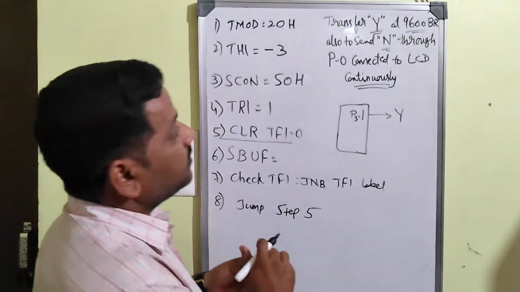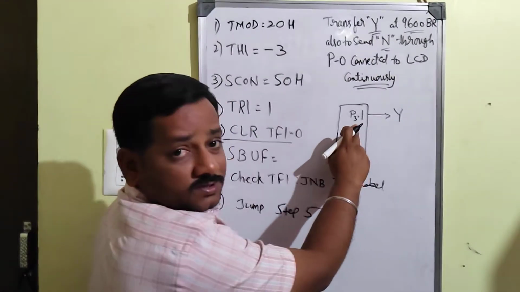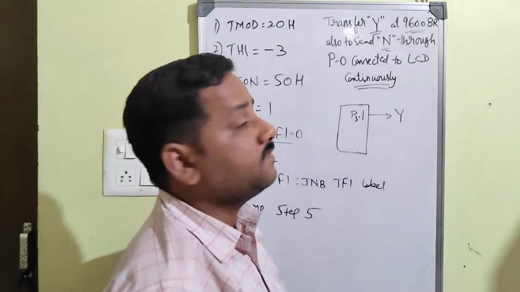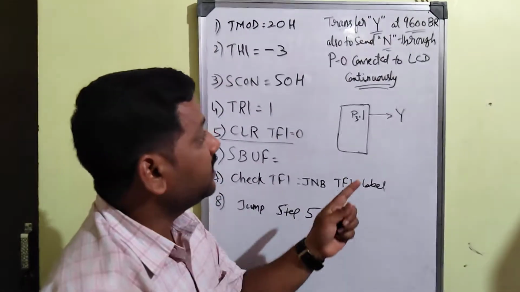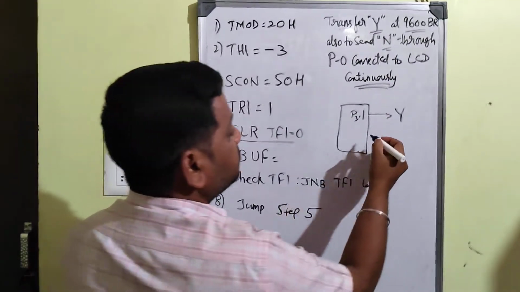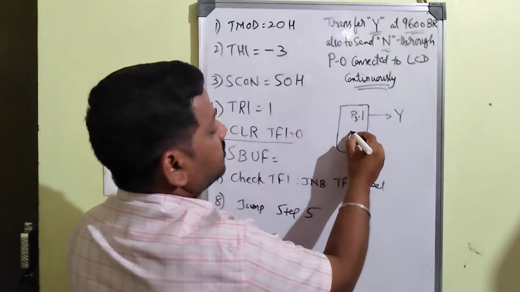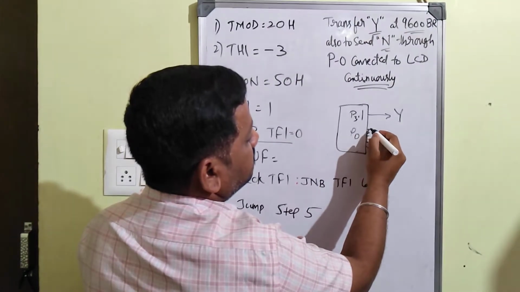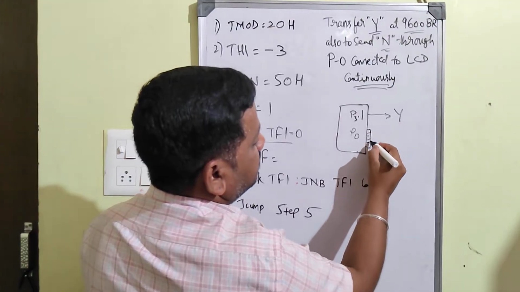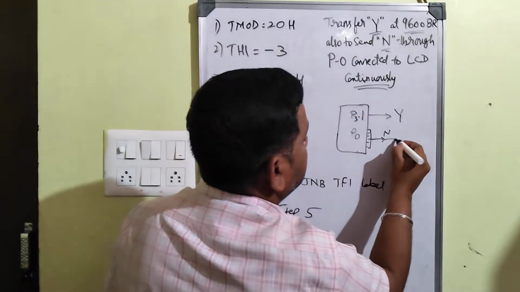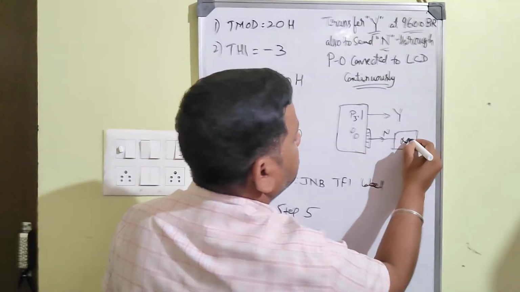Okay. So this is what it says. Serially means you have to transfer it using P3.1. That data is Y. Transfer it at a rate of 9600 baud rate. After that, you send N. N is another character. It has to be transferred through port 0. So again I use port 0. It will have 8 bits here. Using this, I will transfer the data, and that data is N. It is connected to LCD display. So there will be a display where it will display N.